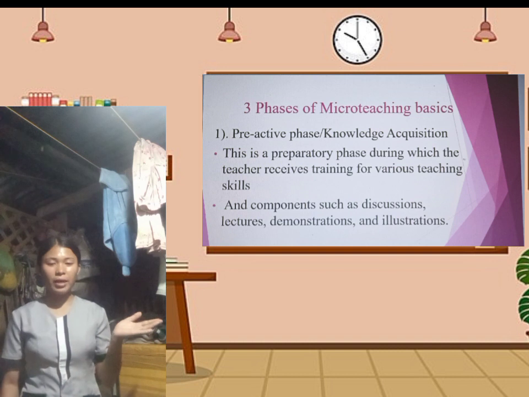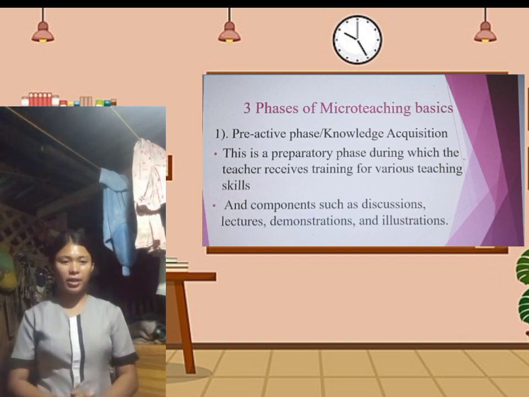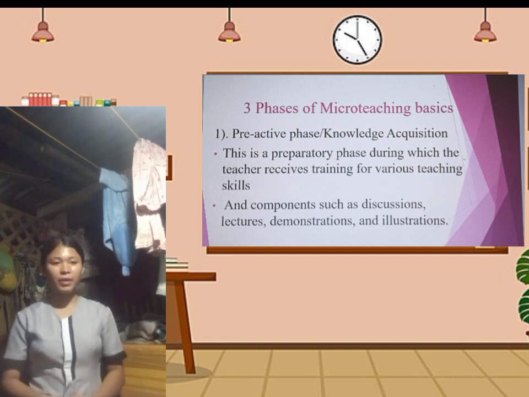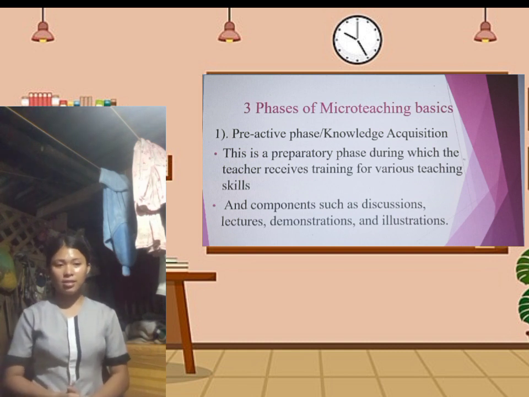Three phases of microteaching. The first one is the pre-active phase, also known as knowledge acquisition. This is the preparatory phase during which the teacher receives training for various teaching skills and components such as discussions, lectures, demonstrations, and illustrations. It includes activities such as providing knowledge about the teaching skill, observing the demonstration of the teaching skill, and analyzing and discussing the demonstration of the teaching skill.